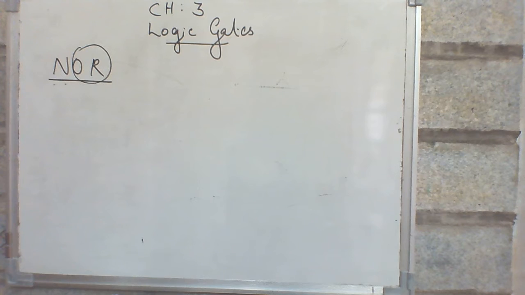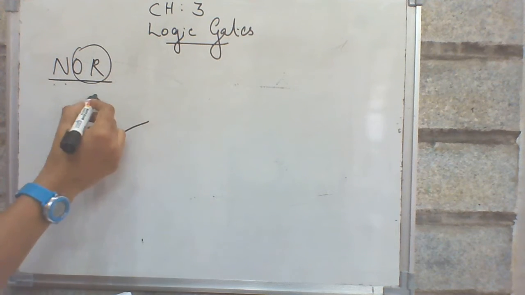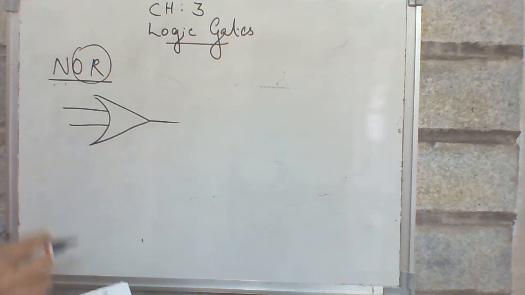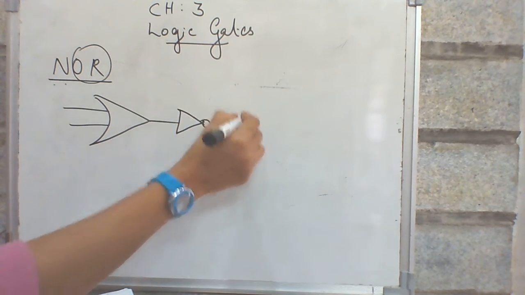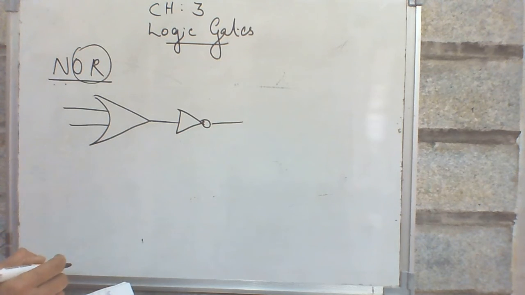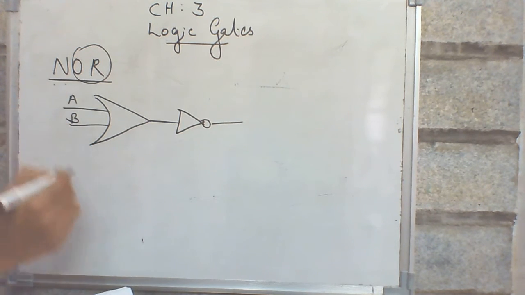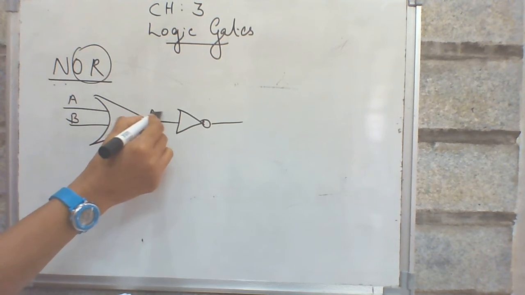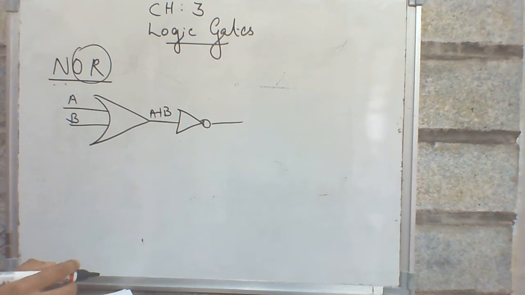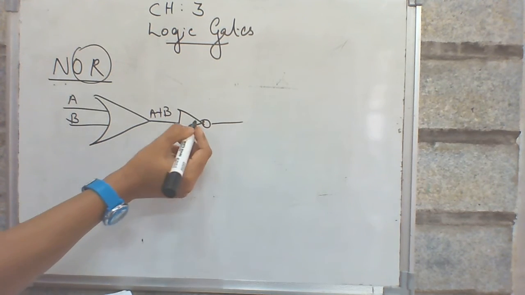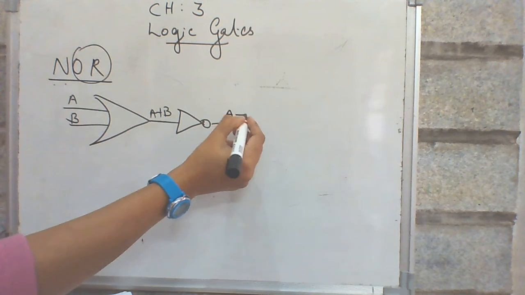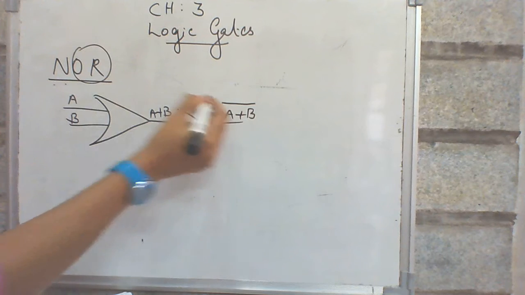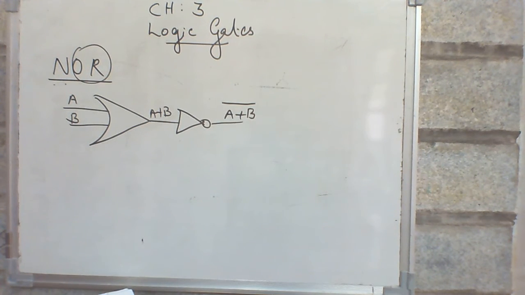Then how can we represent this NOR gate? Actually this is which gate? OR gate. This is the OR gate. After that, one NOT gate. This is the NOR gate. That is, if A and B are the input, what will be the output of OR gate? A plus B will be the output of OR gate. Then for this NOT gate, A plus B is the input. Then what will be the output of this NOT gate? A plus B the whole bar.